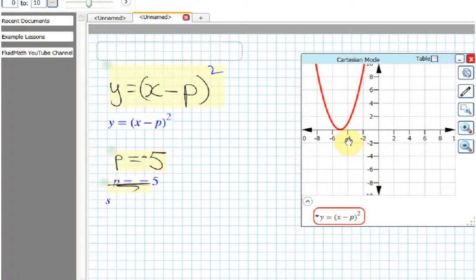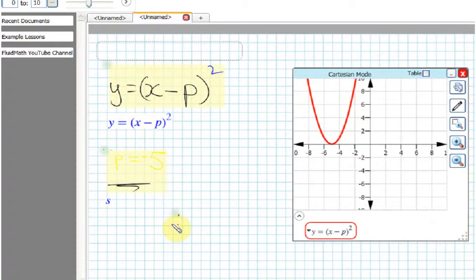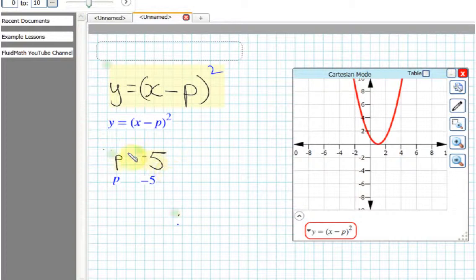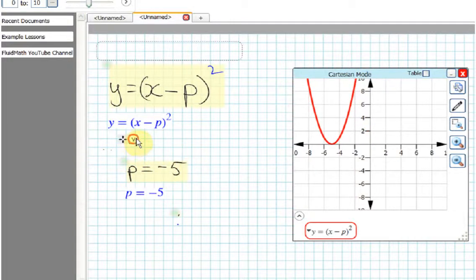Okay? Now, shall we do that slider thing again? Let's. So let's go get a slider. Slider, please. Show number slider. Where is it? Let's erase this. P equals negative 5. Slider, please. Show slider. There we go. Okay. So let's slide this.